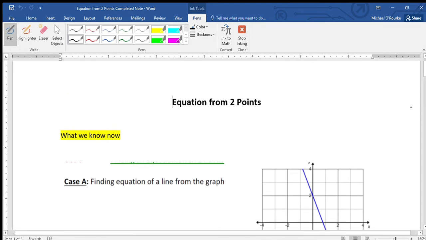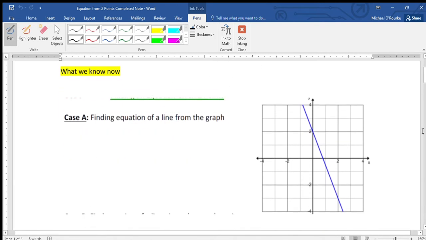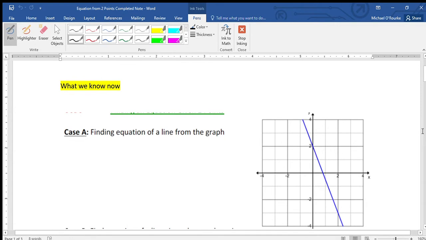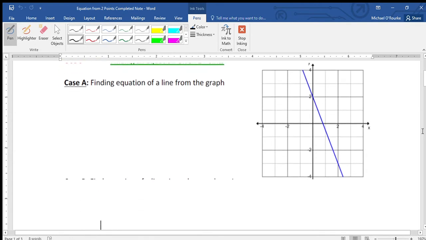So today we're doing equations from 2 points. It's actually equations from 2 points. So I'm going to review what we know already about equations. Okay. So number one, we can do equations from a graph. And remember, we have to find our m, we have to find what our b is.